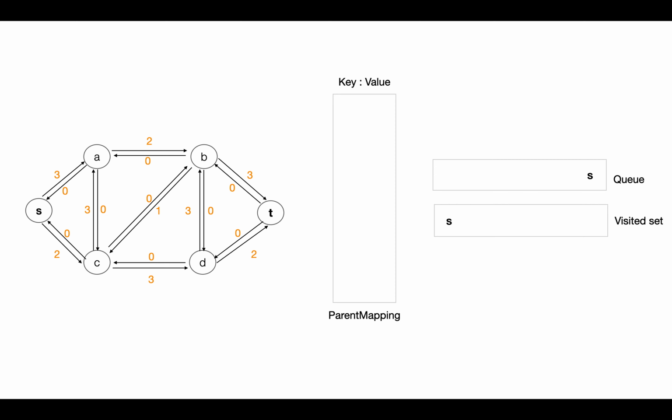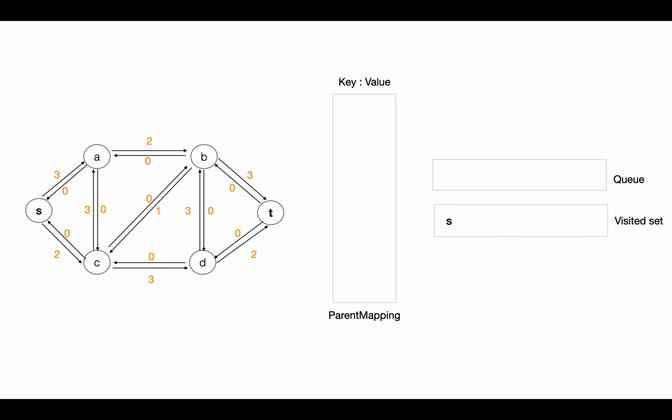First, the edge must have a value greater than 0. And the second constraint is that the edge must not be already visited, so it must not already be in the visited set. That's it. So S has two edges that we can select. One is from S to A and the other one is from S to C. And remember, we only consider the outgoing edges, okay? So now we pull S from the queue, and at the same time we add the connected vertices from S that we just selected to this queue.